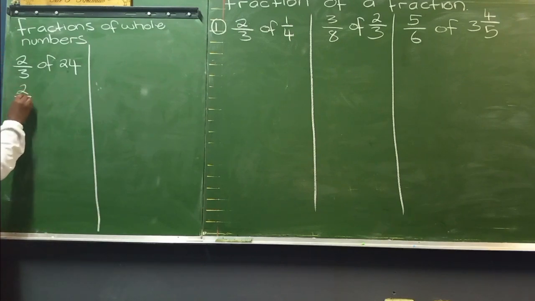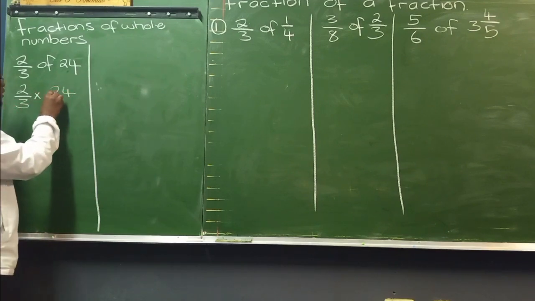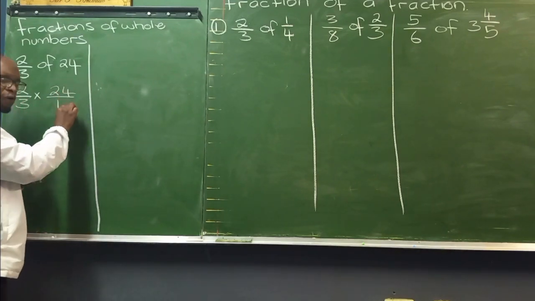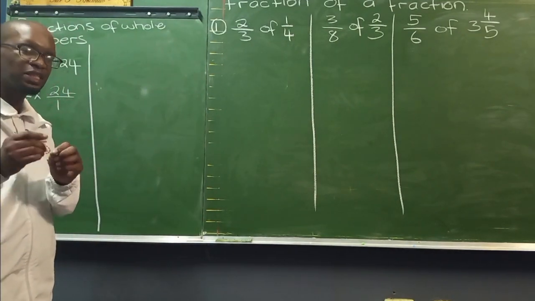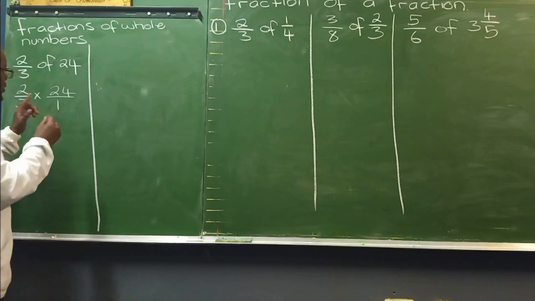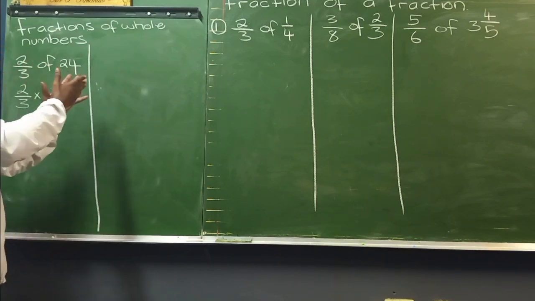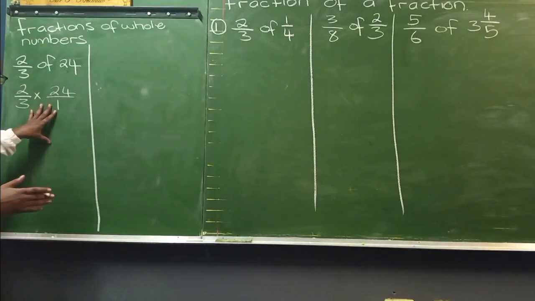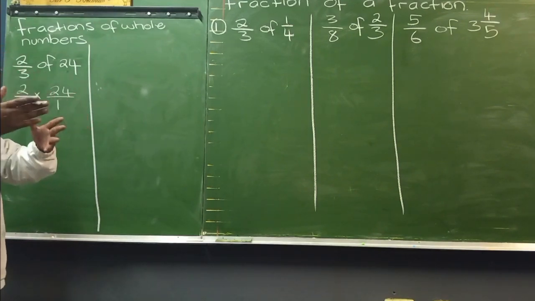So here we have 2/3 of 24, which is 2/3 multiplied by 24, and we can go ahead and write this as 24/1 for the purpose of our calculation. By writing this as 24/1, we are not changing the 24. Remember, 24 divided by 1 is still 24, but we write the 1 there for the purpose of calculating using this method, so we can multiply the numerator with the numerator and the denominator with the denominator. As I have said, when you are multiplying fractions, the denominators don't have to be the same as when you are adding and subtracting them.